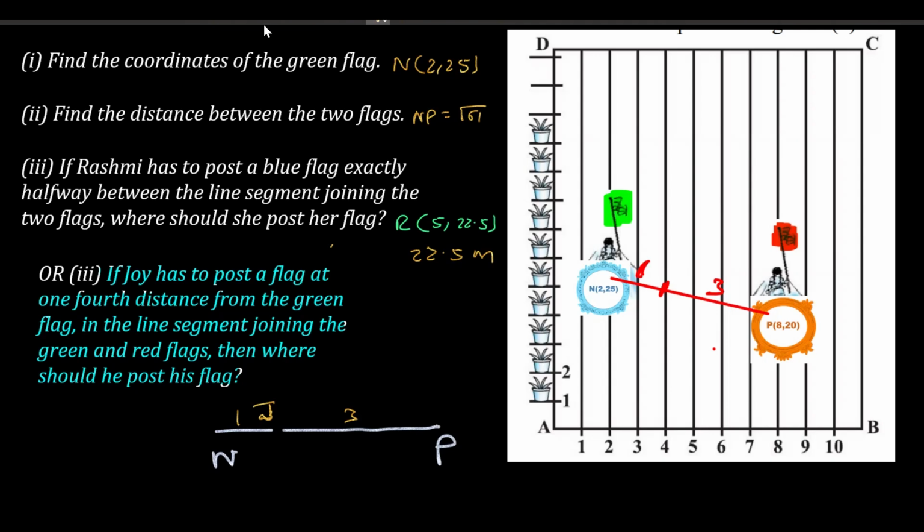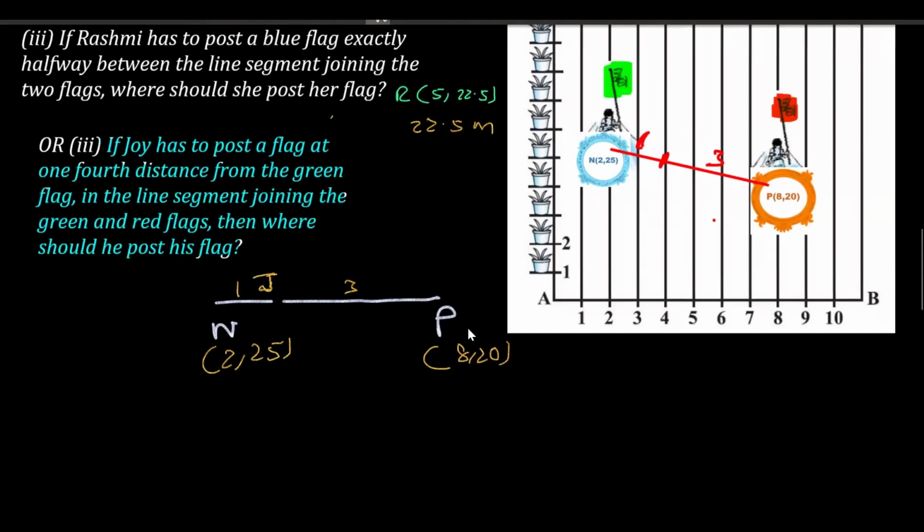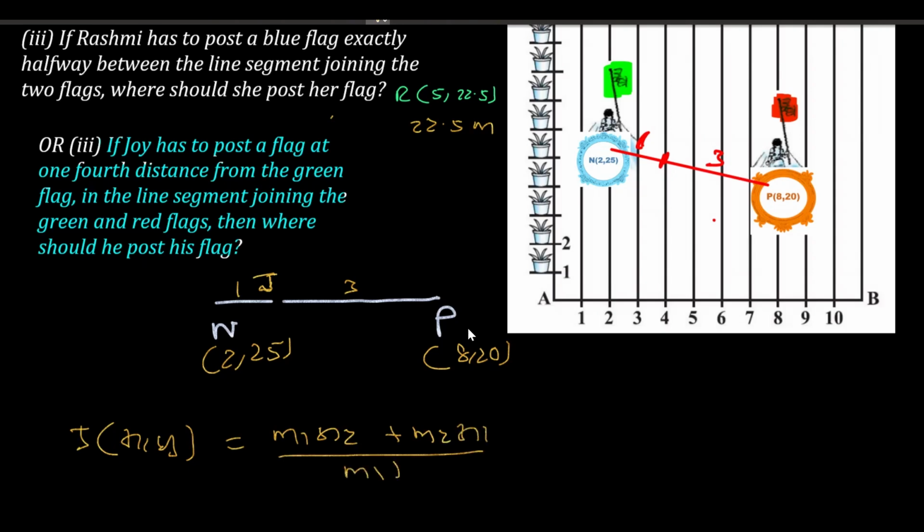We know the coordinate of N as how much? 2 comma 25, and that of P as how much? 8 comma 20. And we have to get the coordinate of J. For that, we will be applying the section formula over here. And what is that section formula? If I have to write down the coordinate of J, say x y, it is obtained as m1 x2 plus m2 x1, divided by m1 plus m2. So using this, we can get the coordinate of this point.